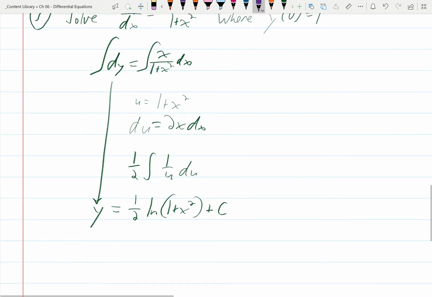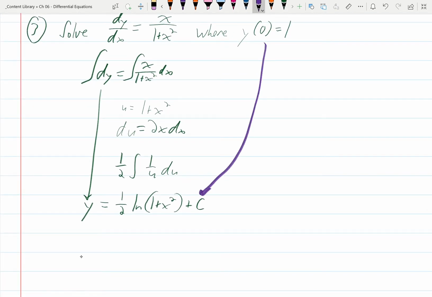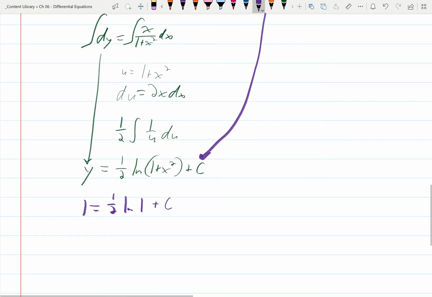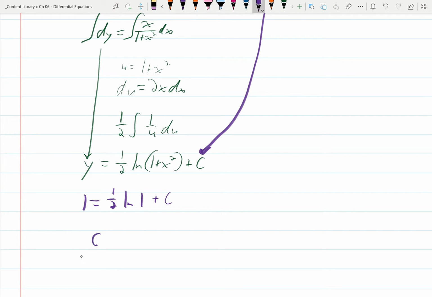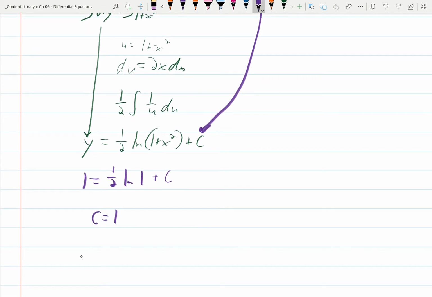Now I'm going to substitute the initial condition in. 1 is equal to 1/2 ln of 1 plus c. ln of 1 is 0, so this means c is equal to 1. And so my final solution is y is equal to 1/2 natural log of 1 plus x squared, plus 1.